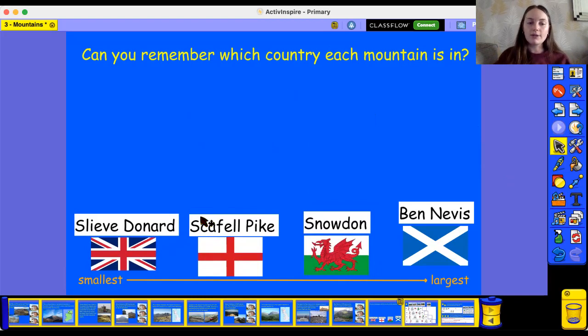So the smallest mountain is Sleevedonnard, then it's Scafell Pike, then it's Snowdon, then it's Ben Nevis. And Ben Nevis is the largest mountain in all of the United Kingdom. Well done.